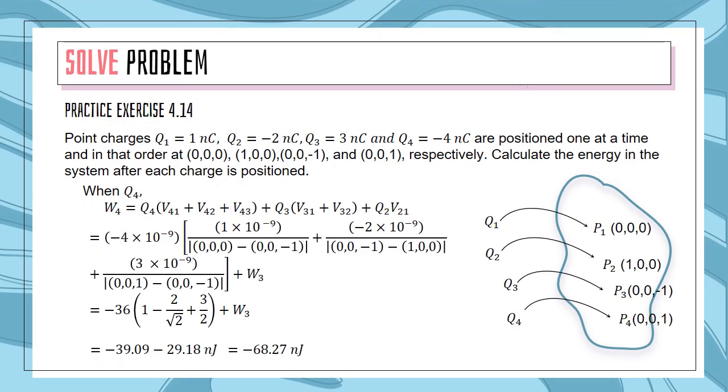Okay, finally we have to find the work done for Q4. The equation will be work done 4 equals Q4 in bracket V41 plus V42 plus V43, plus Q3 in bracket V31 plus V32, plus Q2 V21. As we know, for the work done for charge 4, we have to consider the work done for Q3, Q2 and also Q1. Simply, we insert the values and the answer is negative 68.27 nanojoule.